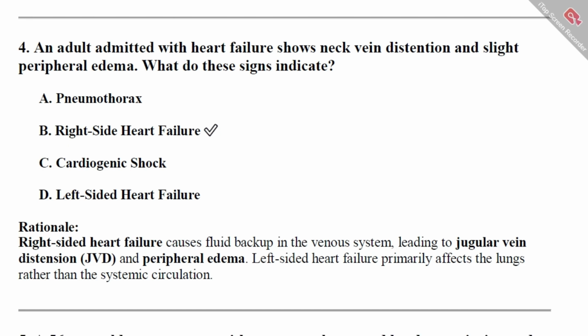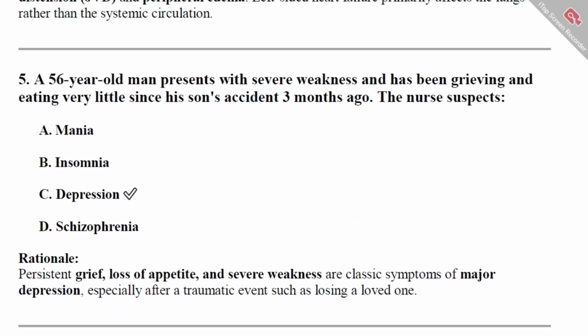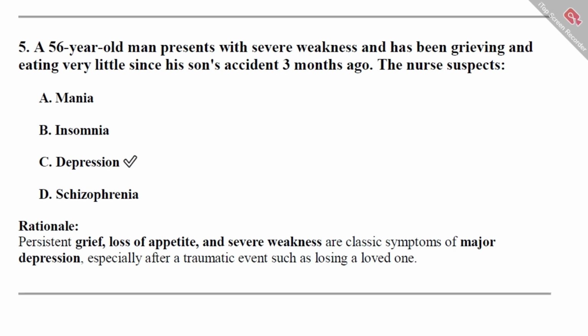Question number 5. A 55-year-old man presented with severe weakness and has been grieving and eating very little since his son's accident 3 months ago. The nurse suspects option A, mania; B, insomnia; C, depression; and D, schizophrenia. The correct option is option C.